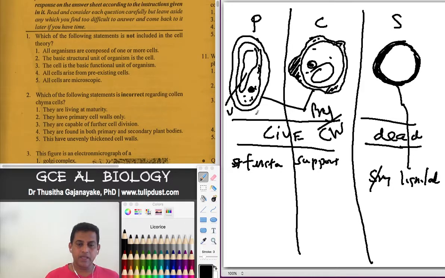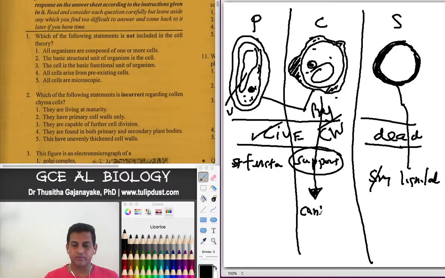So they are living at maturity. Yes, they are living at maturity. They have primary cell walls only. Yes, they have a primary cell wall only. They are capable of further cell division? Now, collenchyma cells, once they come into a differentiated stage, provide this function, so they can't divide. So that answer is incorrect: they are capable of further cell division.